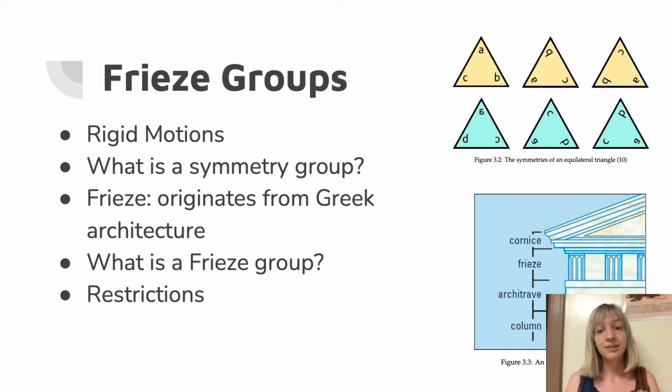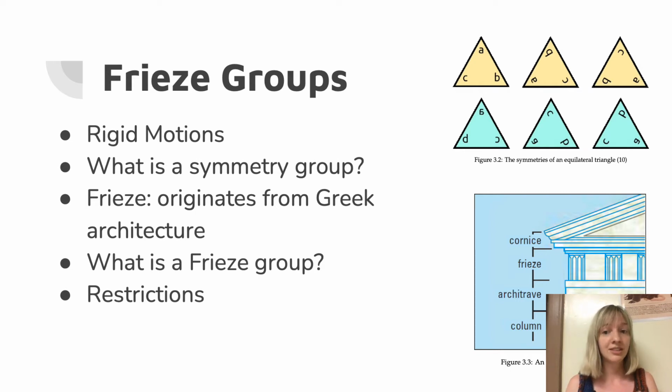So in the case of freeze groups, the possible rigid motions are translations, which is moving along in one direction, reflections, which is reflecting about a line, rotations, and glide reflections, which are a reflection followed by a translation. A symmetry group is a group made up of the possible rigid motions of an object, with the binary operation being the composition or combination of these transformations. So it could be a reflection and then a translation would be a potential combination.